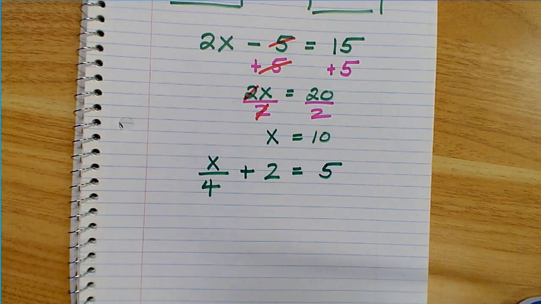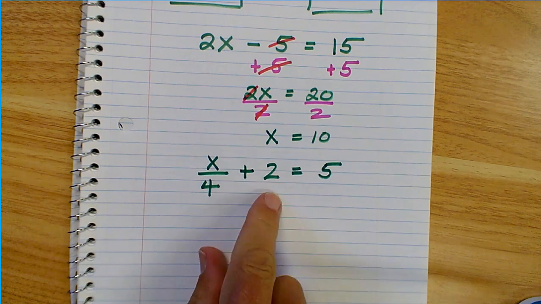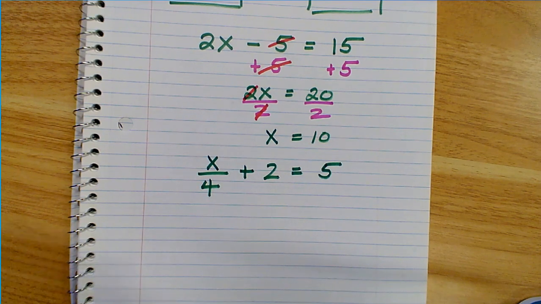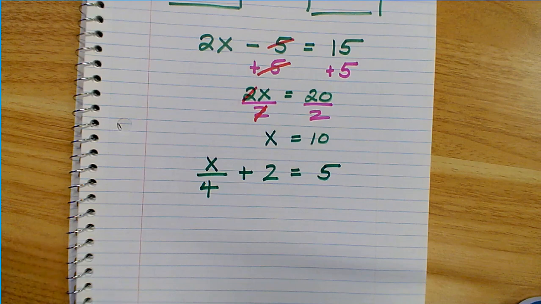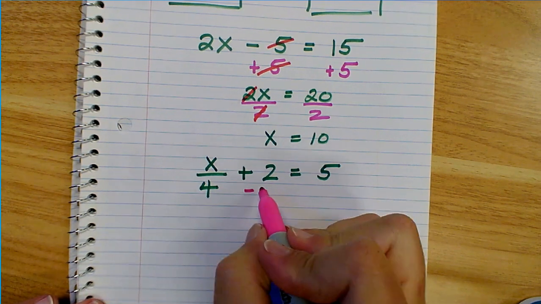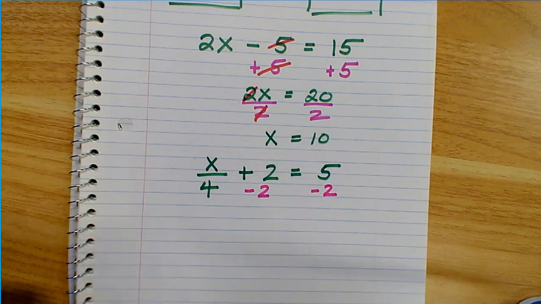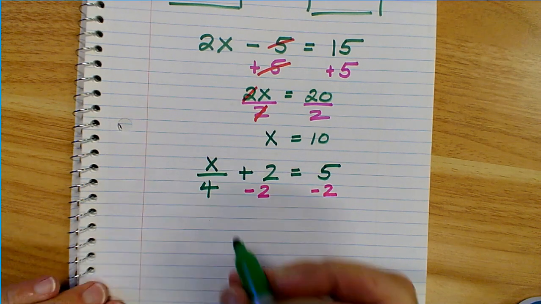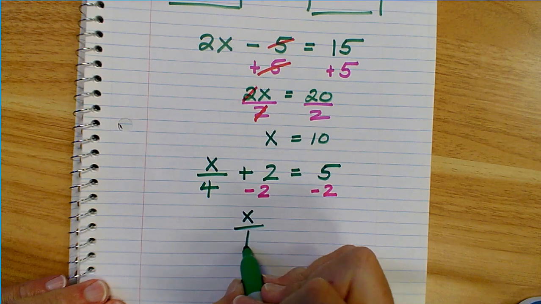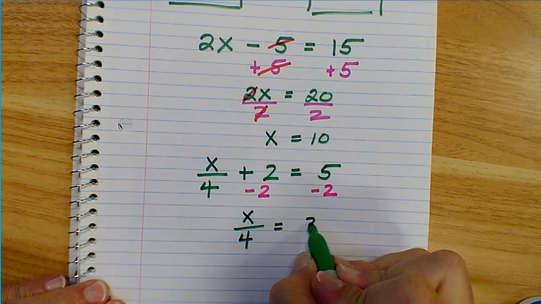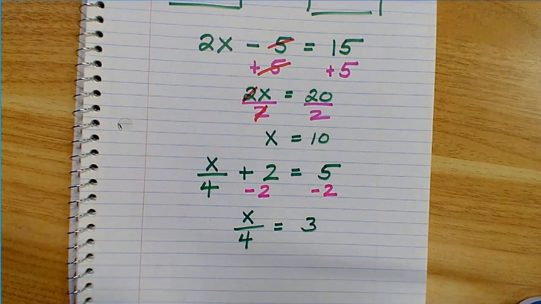Who's the variable? X. Who's bugging it? Well, the 4 and the 2. Who do I need to fight first? I need to fight the 2 first. That's a positive 2, and I'm going to fight it with a negative 2. Minus 2, minus 2. That'll give me x over 4 equals 3. Red marker of death and destruction.